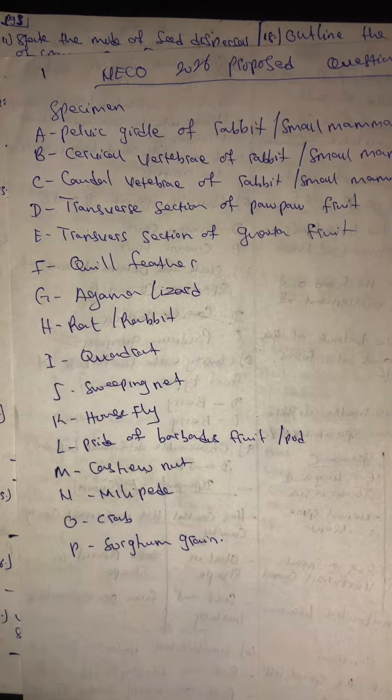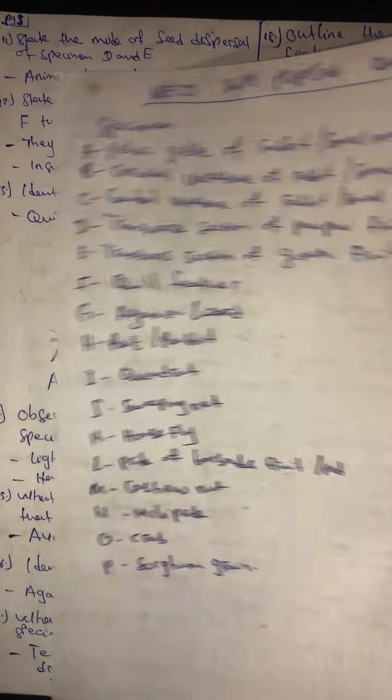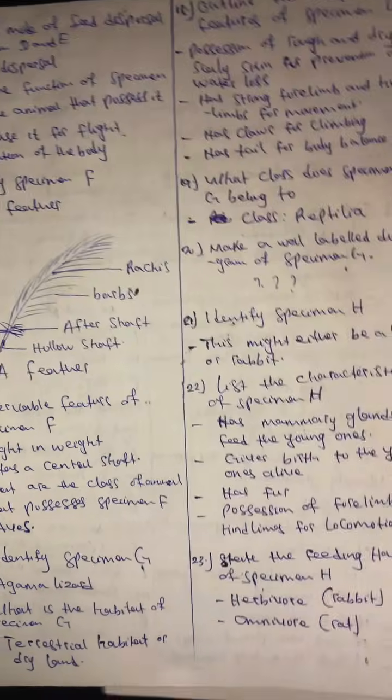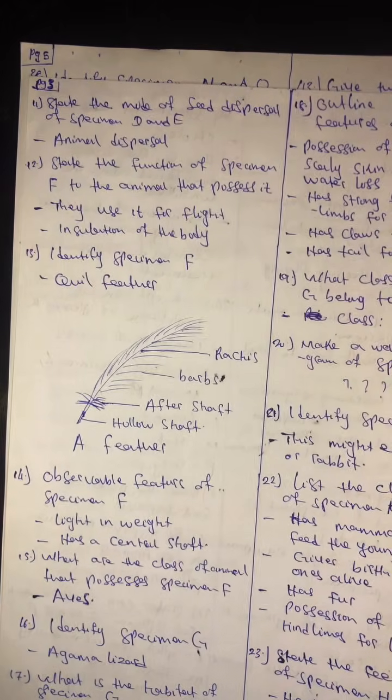J is a sweep net. K is a housefly. Specimen L is pride of Barbados fruit. Specimen M is a cashew nut. Specimen N is a millipede. Specimen O is a crab. And specimen P is sorghum. Now let's dive into the video quickly. Let's quickly go into the class and let's see for ourselves.